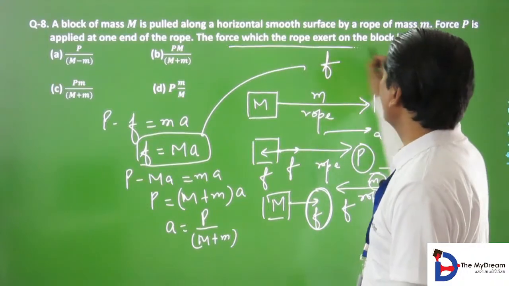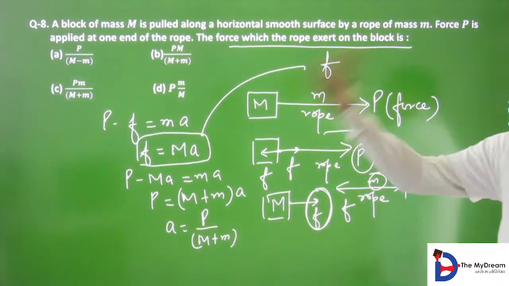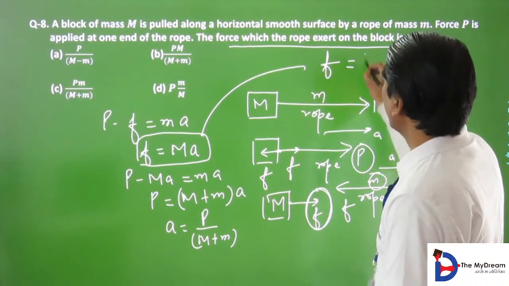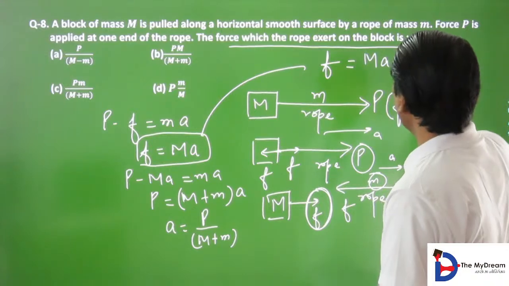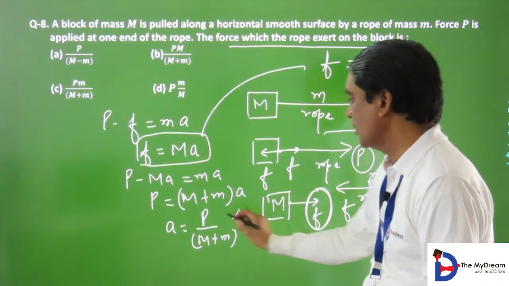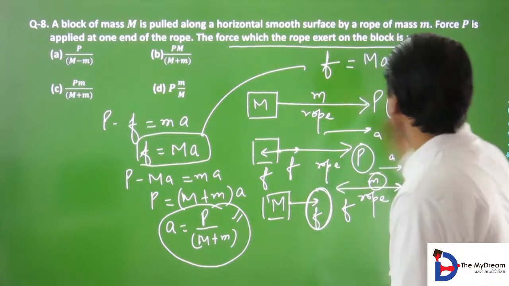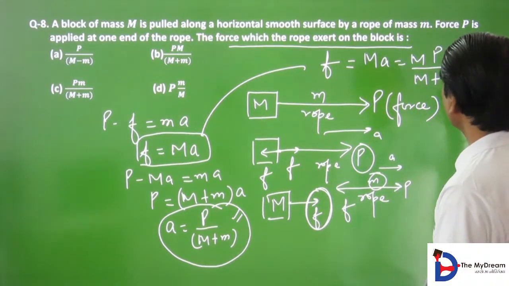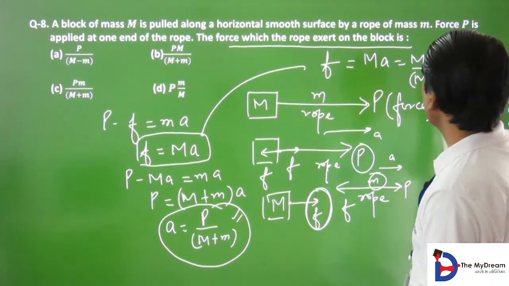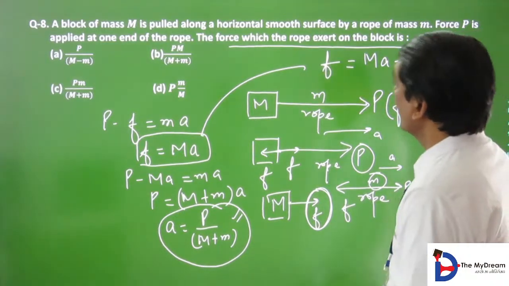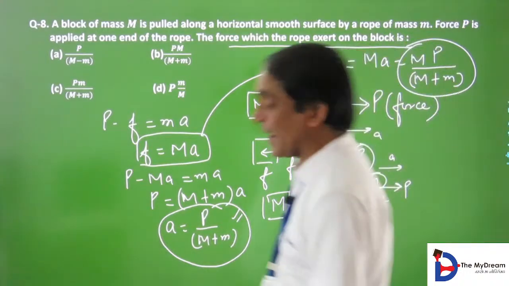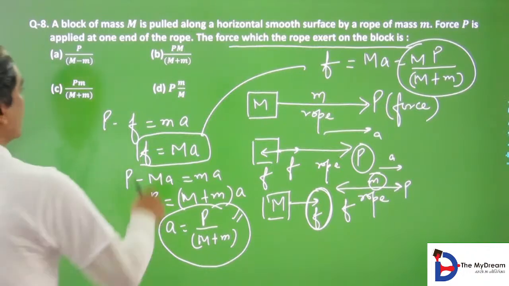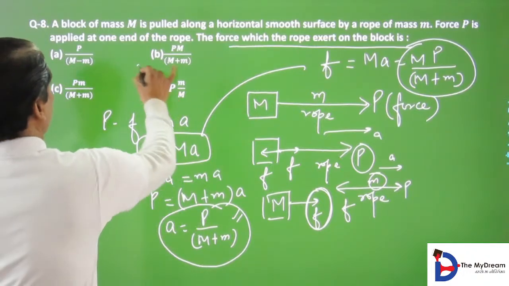The force which the rope exerts on the block, that is capital M into A, and the value of A is P by M plus m. So this is the force which the rope exerts on the block. So which one is correct? So option B is correct.